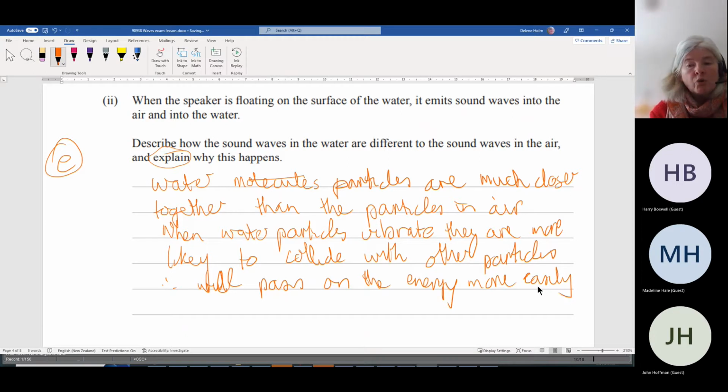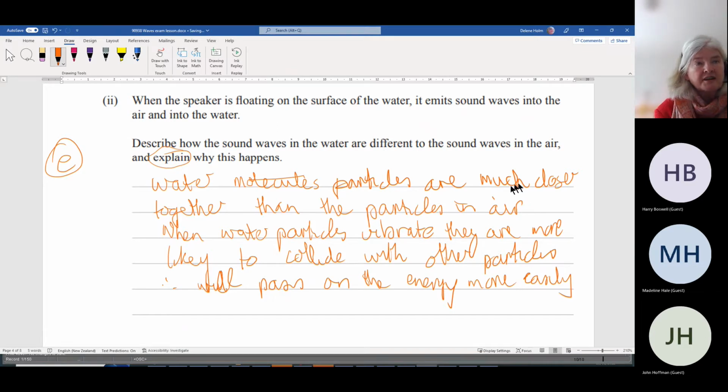Water is more dense than air because it's a liquid. So liquids are always more dense than gases. Solids are usually more dense than liquids, but there are exceptions, and water is actually one of those exceptions. Water at 4 degrees centigrade is more dense than ice, but metals are more dense than water. So you'll have sound traveling through, say, a metal pipe much more quickly than it would through water.